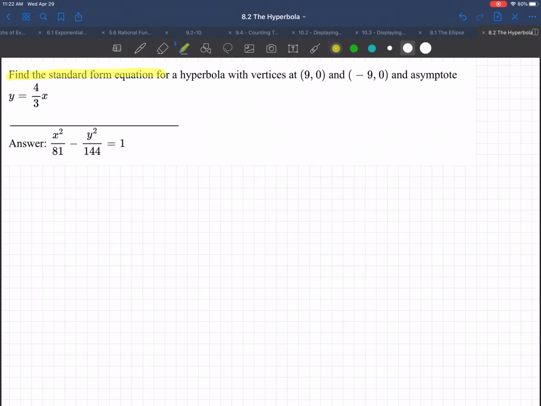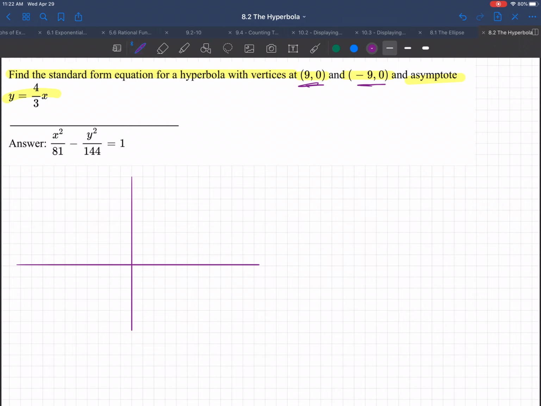Find the standard form equation for a hyperbola with vertices 9 and minus 9 and asymptote. There. Okay, so how are we going to do that? This is a tricky one. So first off, if they say the vertices are 9 and minus 9, let's draw that. Let's make a little part of a graph, it's always helpful.